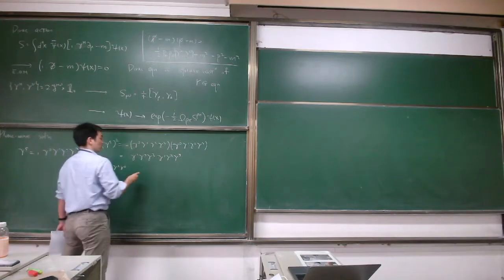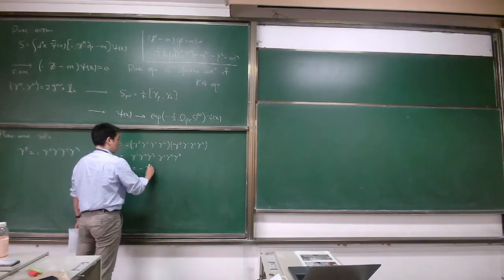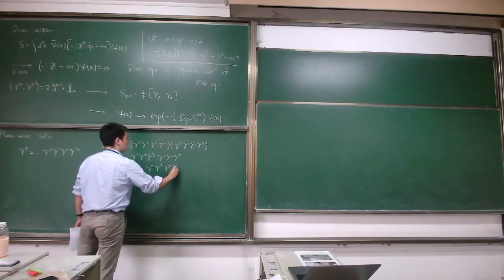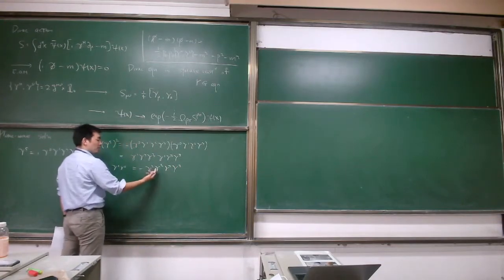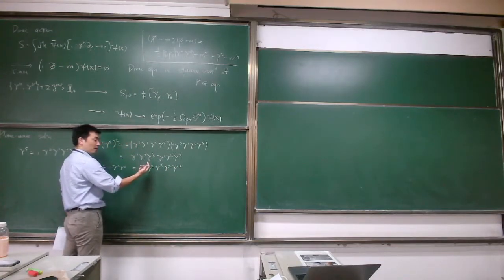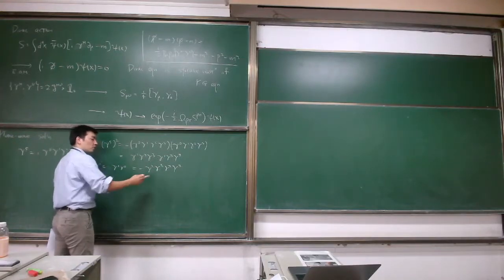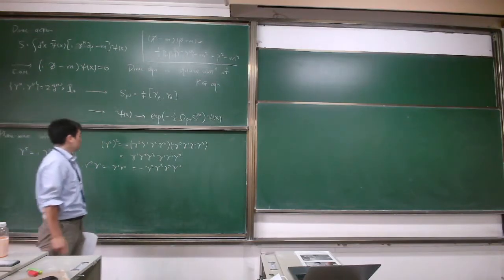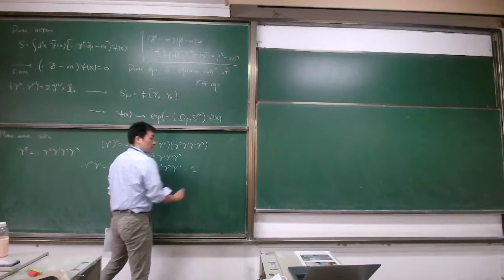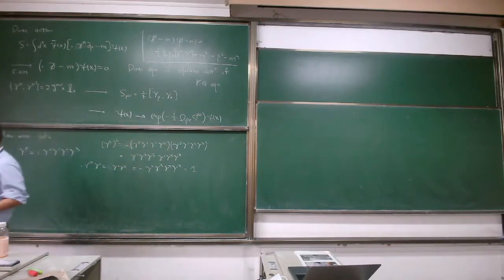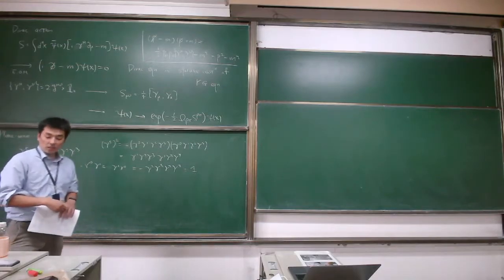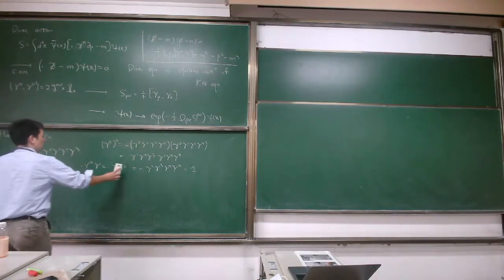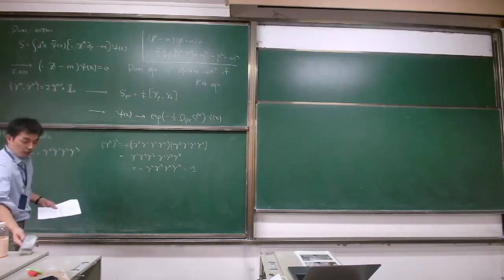If you bring this one to here, you get a minus sign twice, and gamma 1 squared is equal to minus 1. So you have minus gamma 2 gamma 3 gamma 2 gamma 3. Bring this one, you have a minus sign, and gamma 2 squared is equal to minus 1, and also gamma 3 squared is equal to minus 1. Therefore, this is equal to 1. Do you understand what I mean? So just do the algebra. It's tedious, but you have to do it as a physicist.